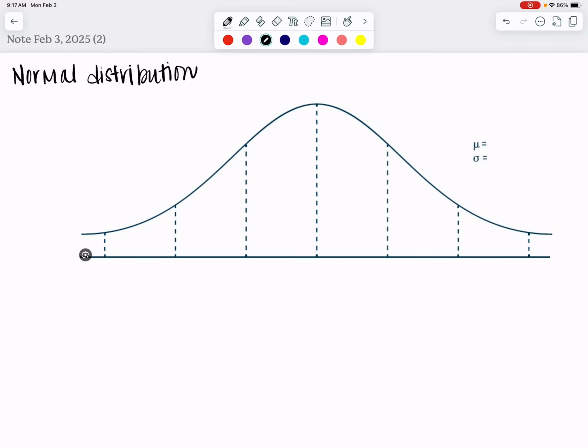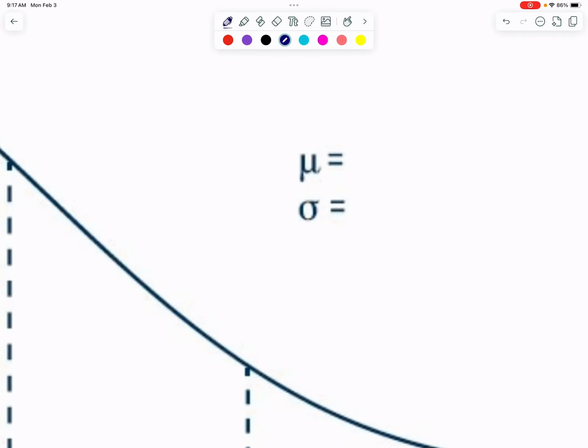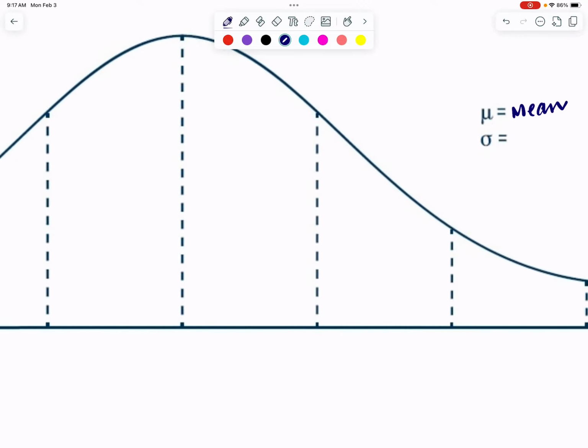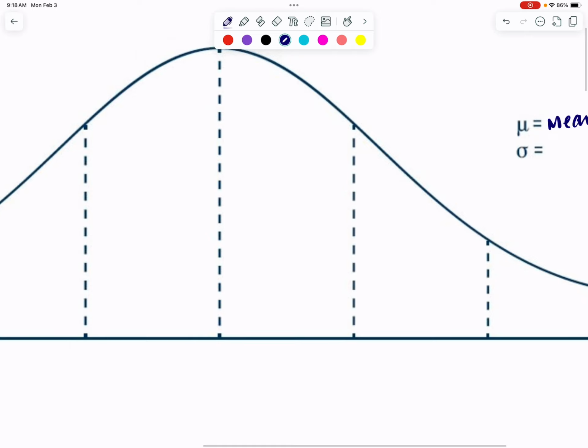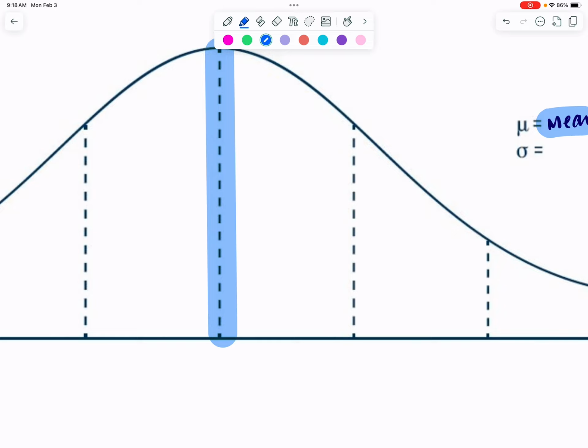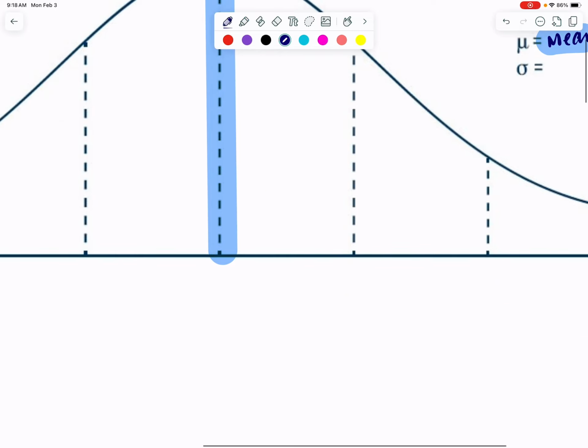And you have two parts that will always, always, always appear on the normal curve. One of them is mu. This is the mean. The mean will always, always, always, and forever occur right in the center of your normal curve. It doesn't matter what the numbers are.